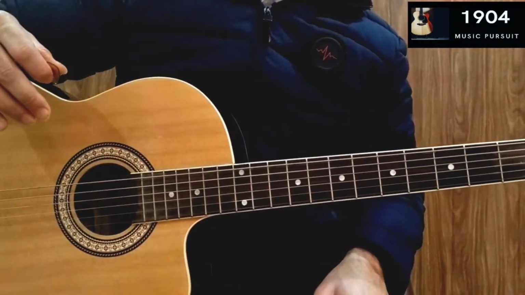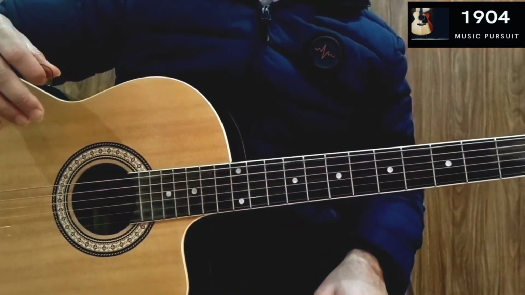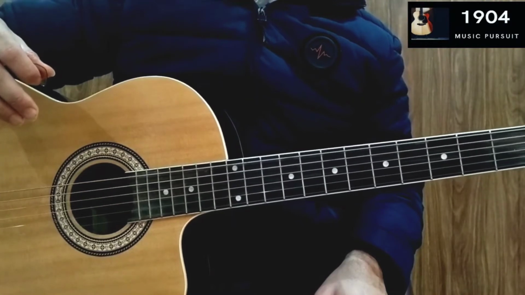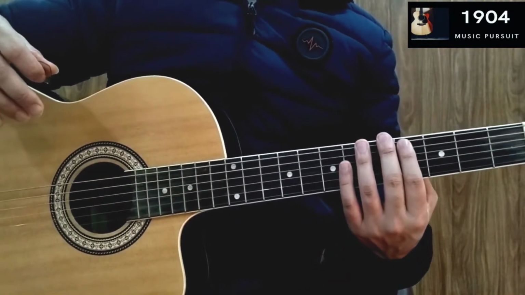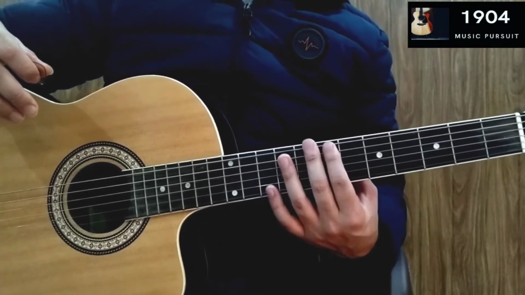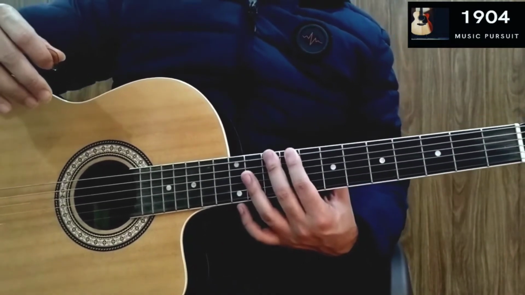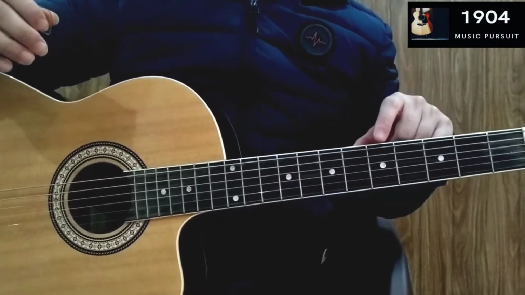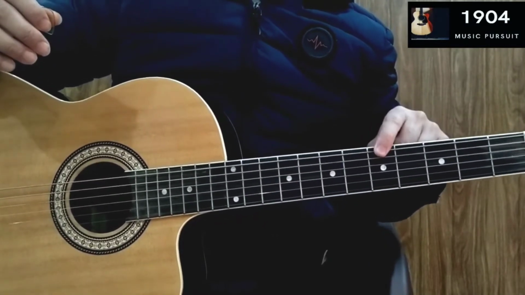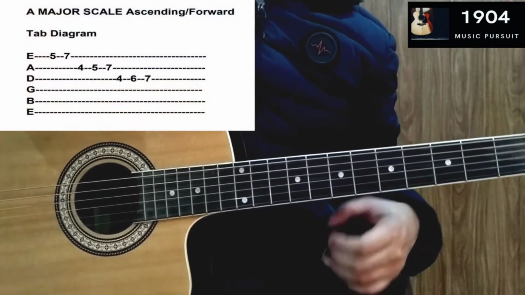Movable shapes means that we can move the shapes. Suppose I'm playing any major scale shape from 5th fret, then the same shape can be applied on 6th fret or 4th fret or 8th fret or 10th fret. Okay. So the first shape is based out of the root note on the 6th string. So the shape is like this.